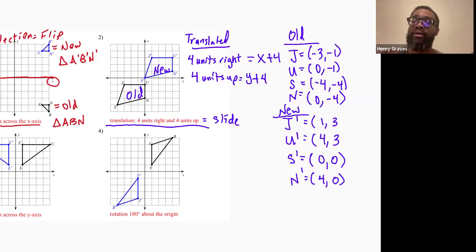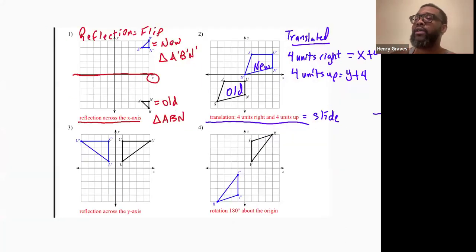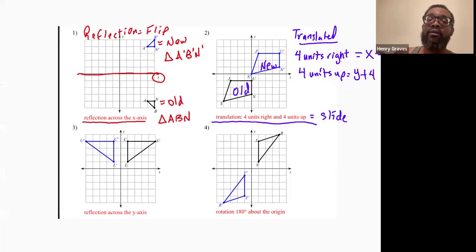Now I'm going to talk about reflection over the y-axis. Remember, just like a translation is a slide, a reflection is going to be a flip. Let me go ahead and pick a different color for that one. We are reflecting across the y-axis, right? So remember, when I reflect across the y-axis, I'm essentially doing a flip, right?